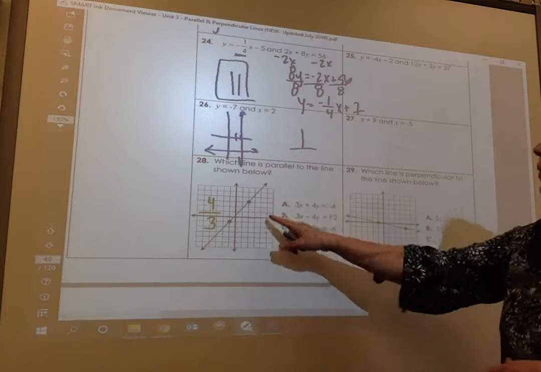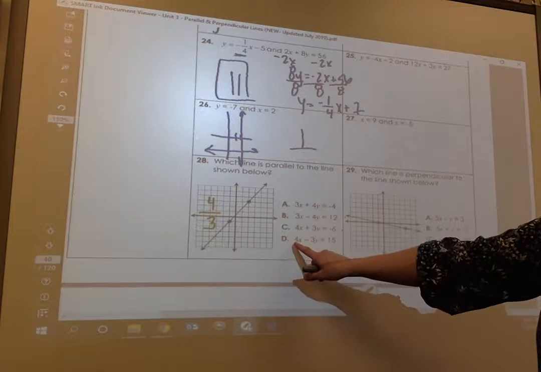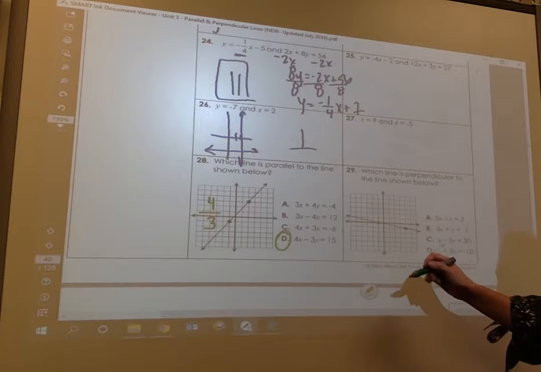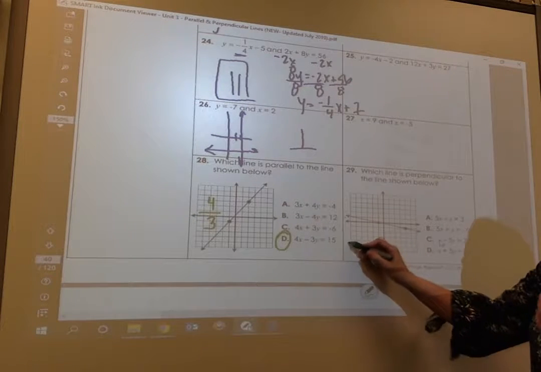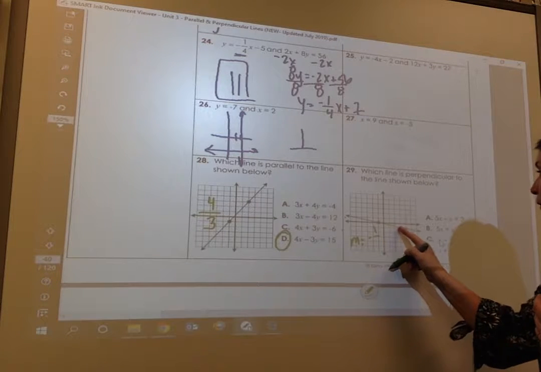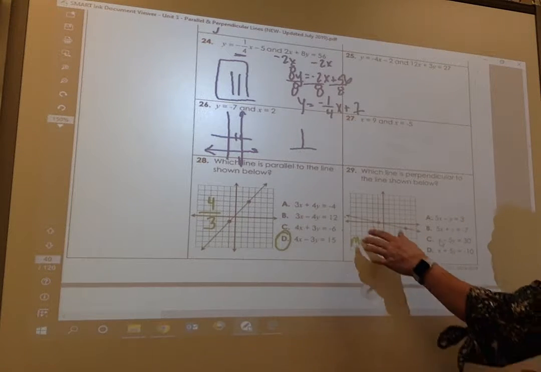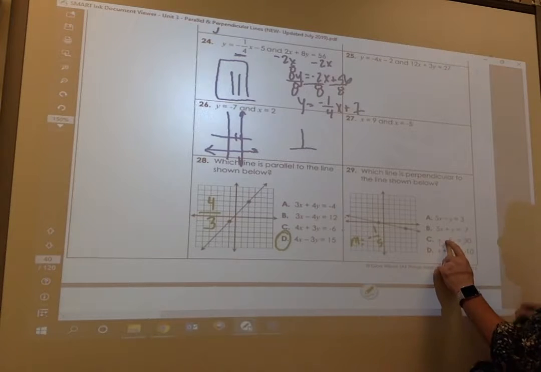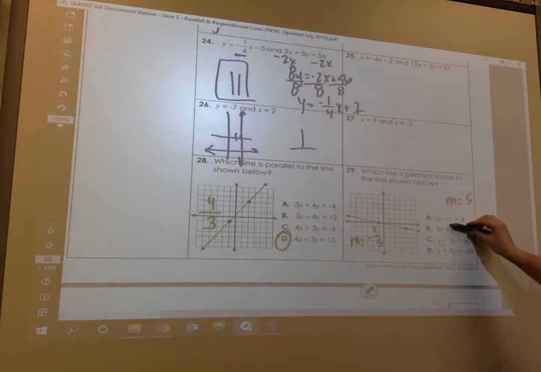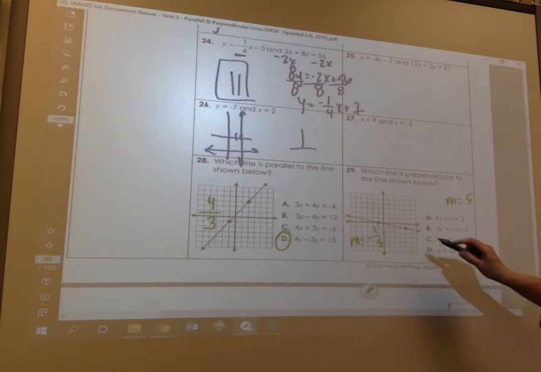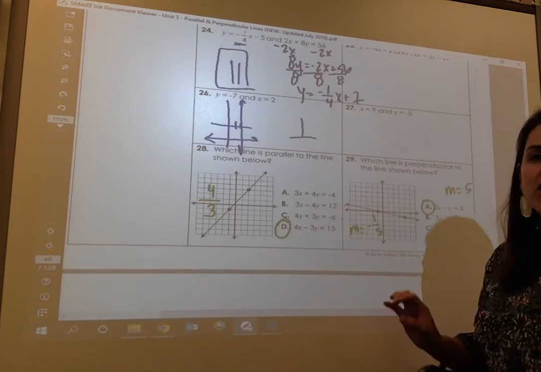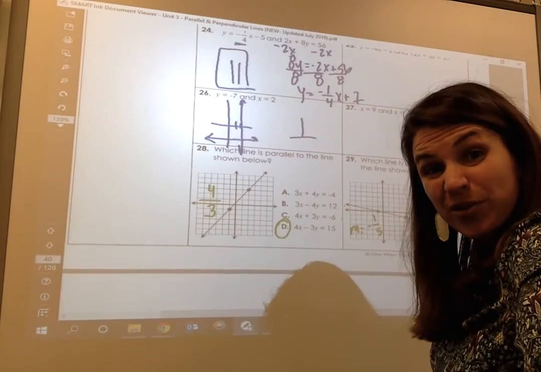All right. So 28, the only other one that has a slope of positive 4 thirds is D. Hopefully you got that. Over here it needs to be perpendicular, so you would notice that your slope is -1 over 1, 2, 3, 4, 5. So if this is -1/5, the perpendicular one has to have a slope of 5. So the only line that has a slope of 5 over here is A. So A would be my answer there. Okay, so that's your refresher for that one.